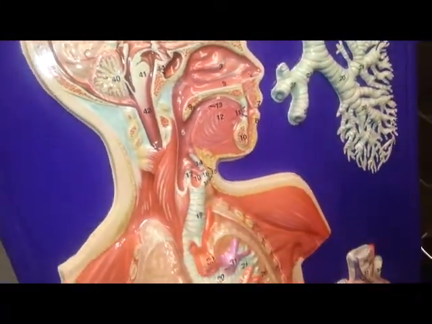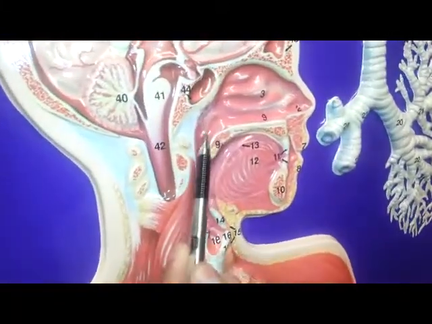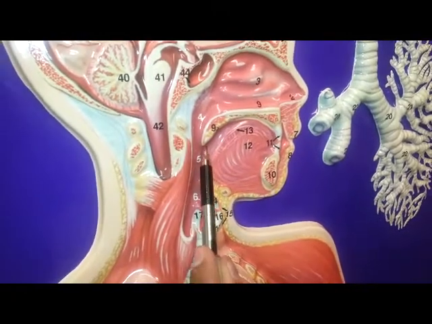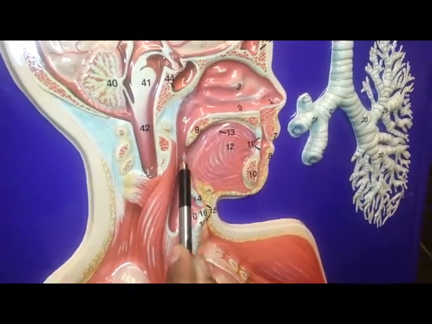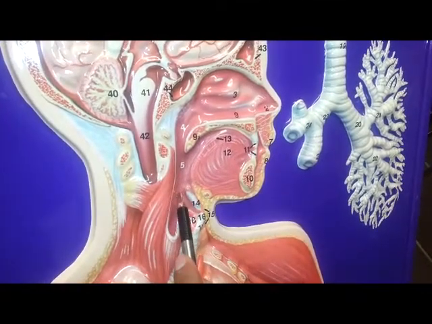Next would be the three pharynx. The nasal pharynx is on 4. Next would be the oral pharynx, which would be around 5, and the laryngopharynx, which is around 6.